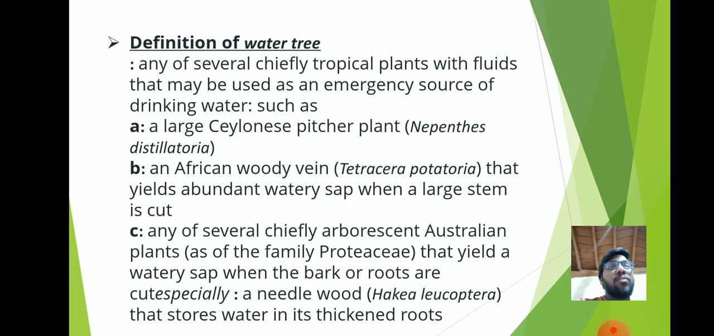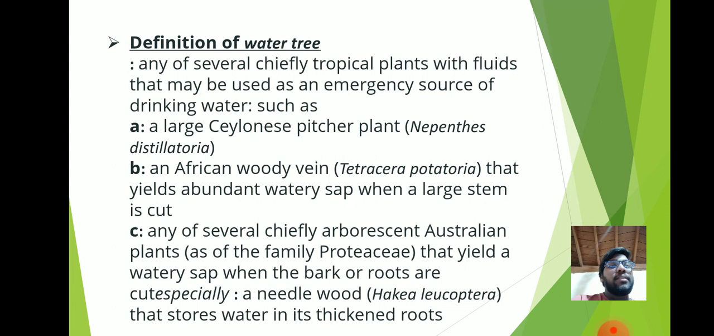Let us know about what is watery sap. Watery sap means it is a plant fluid. When sap moves up through xylem, it carries water and minerals. When it comes down through phloem, it carries water and food. This is about watery sap.